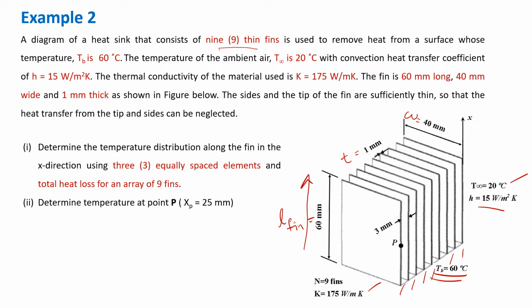The sides and the tip of the fin are sufficiently thin so that the heat transfer from the tip and sides can be neglected. Determine the temperature distribution along the fin in x direction using 3 equally spaced elements, meaning that the length of all the elements should be the same, and the total heat loss for an array of 9 fins. Determine the temperature at point P as shown in this figure.